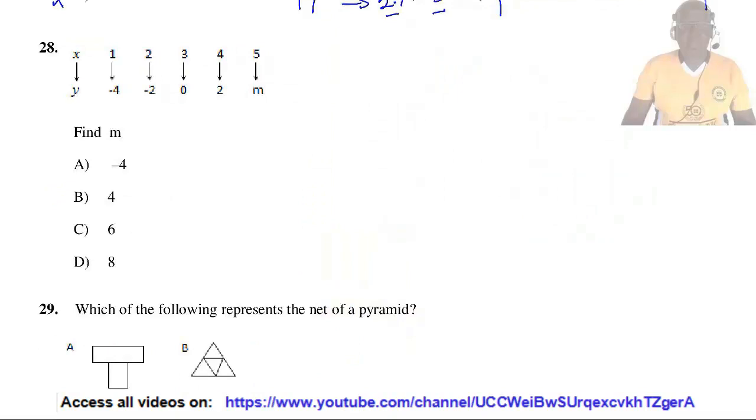Question 28. S maps into Y. 1 into minus 4, 2 into minus 2, 3 into 0, 4 into 2, and 5 into M. We are to find M. Take note that the difference between minus 2 and 0 is 2. The difference between 0 and 2 is 2. So the difference between 2 and M should be 2. Since the numbers are increasing, it's going to be 2 plus 2, which equals 4. So the answer is B.